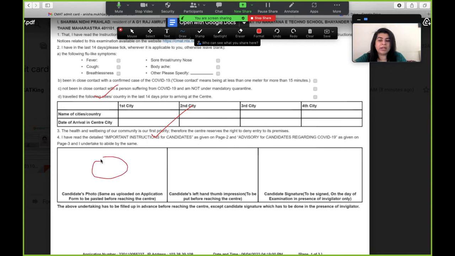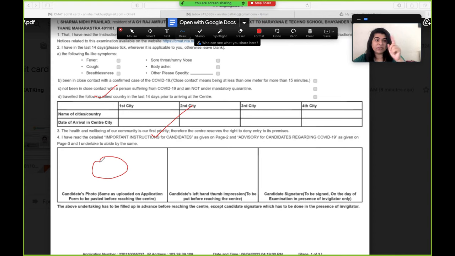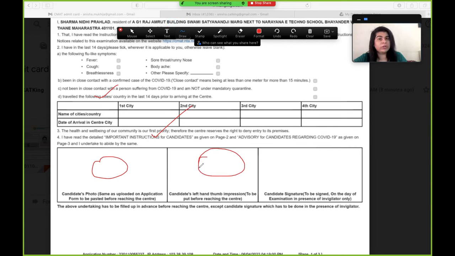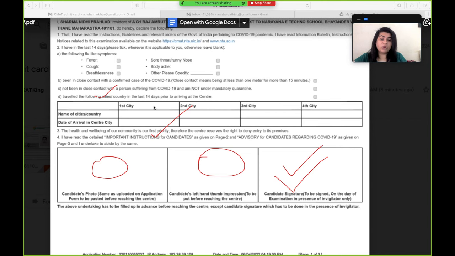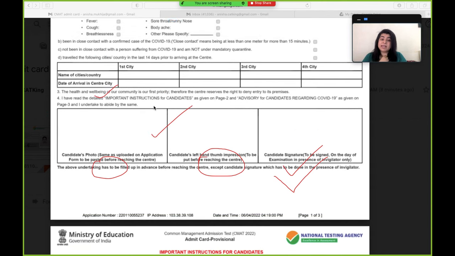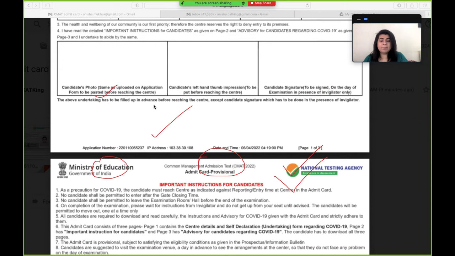Okay, first box, you need to put a photograph of yourself. This has to be done before. Same photograph as the one which you have given in the application form before. This needs to be put before reaching the center. Left hand thumb impression again to be put before reaching the center. The last one, signature, which needs to be put on the day of the examination in presence of your invigilator. So these three things are important: your main photograph, signature, test center location, and the self declaration. This is the first page.